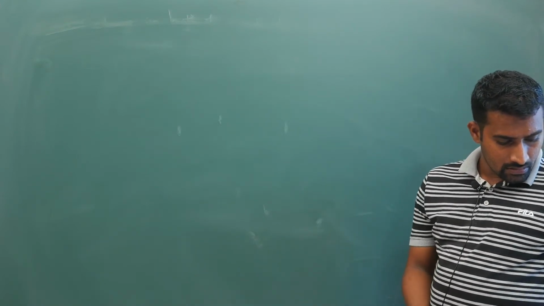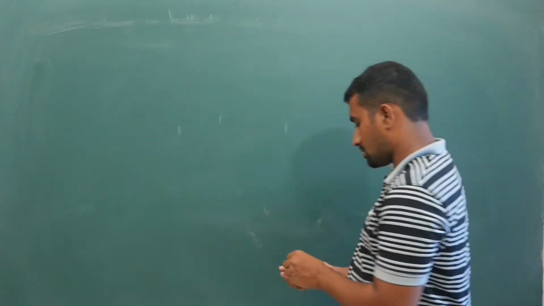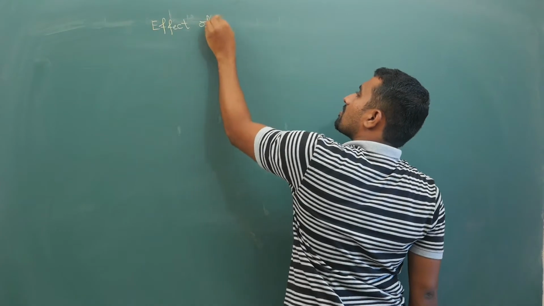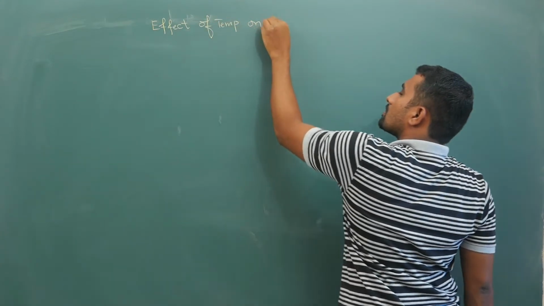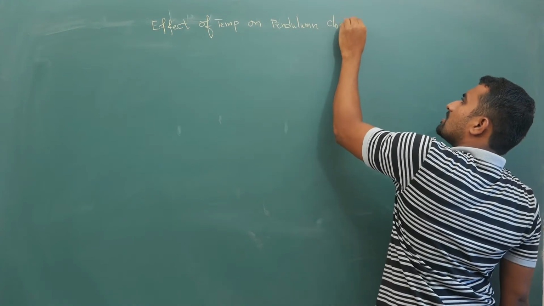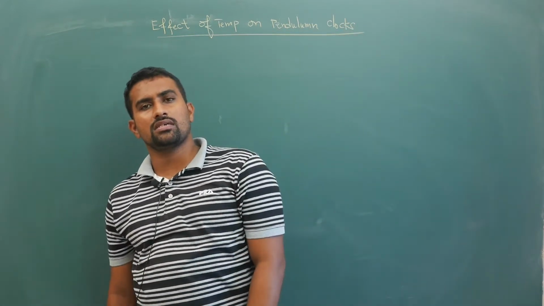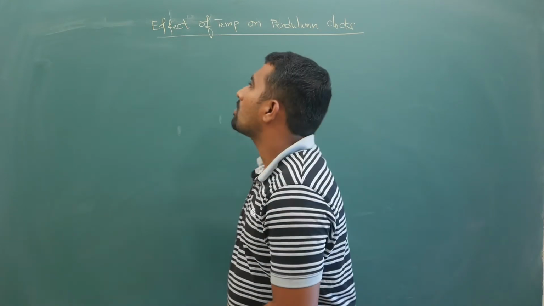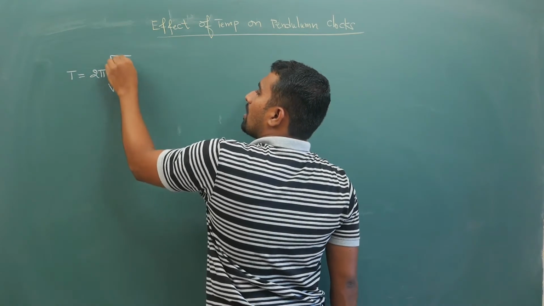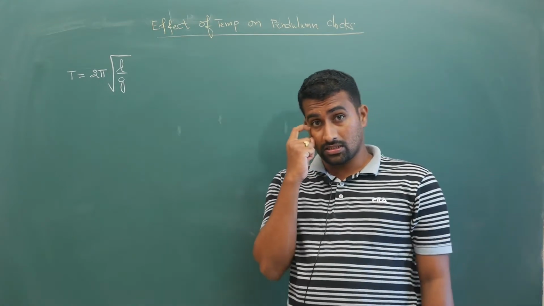Okay, this is more than enough. Now next is the effect of temperature on pendulum clocks. This is one of the easiest topics. Every 3-4 years once this question is asked. Normally, your time period of a pendulum is given by 2 pi into under root L by G.